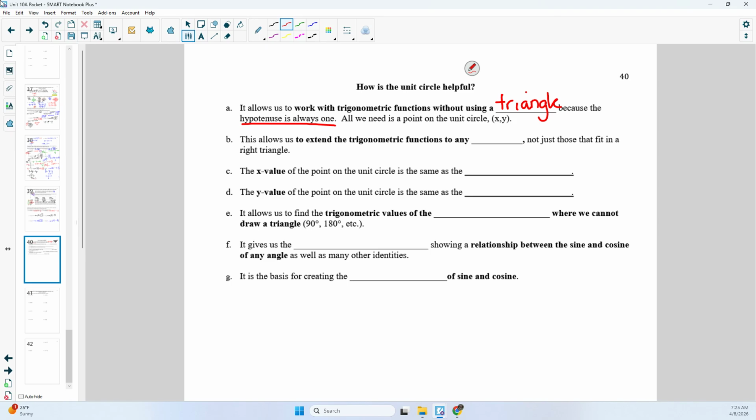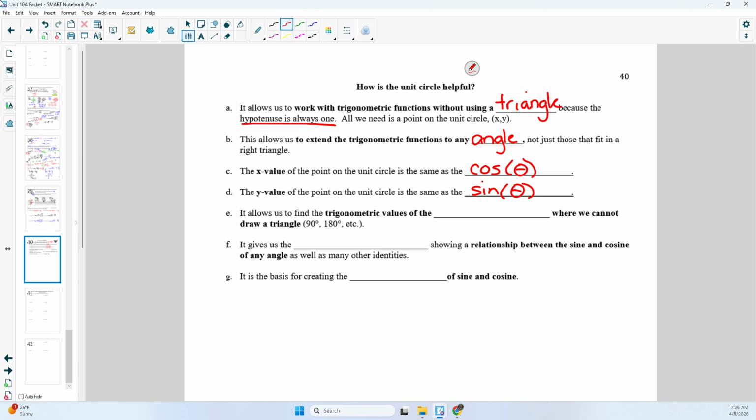Another reason for the unit circle, this allows us to extend the trigonometric functions to any angle. So we were doing obtuse angles, even bigger angles, right? Angles bigger than 360, angles smaller than 0, things that couldn't exist in a triangle, or a right triangle especially. Well, we can work with these functions for any values of angles. The x point on the unit circle is always the same as the cosine of the angle, and the y value is always equal to the sine of the angle. So from a point, I just get 2 values.